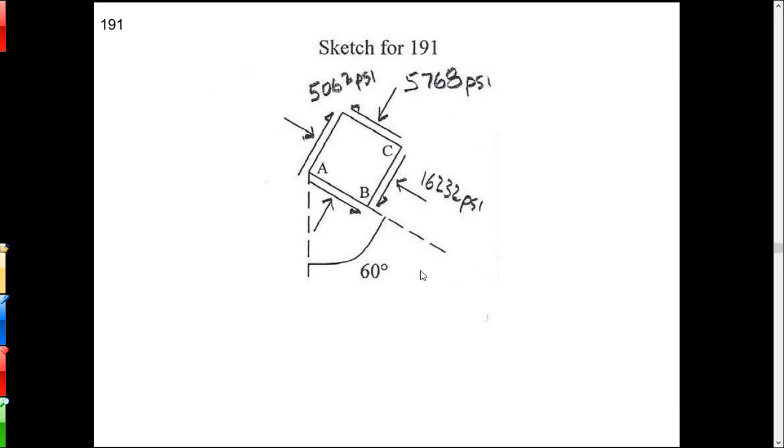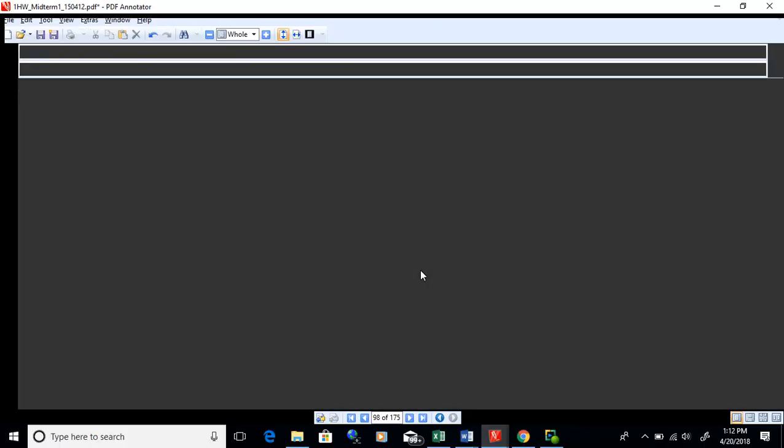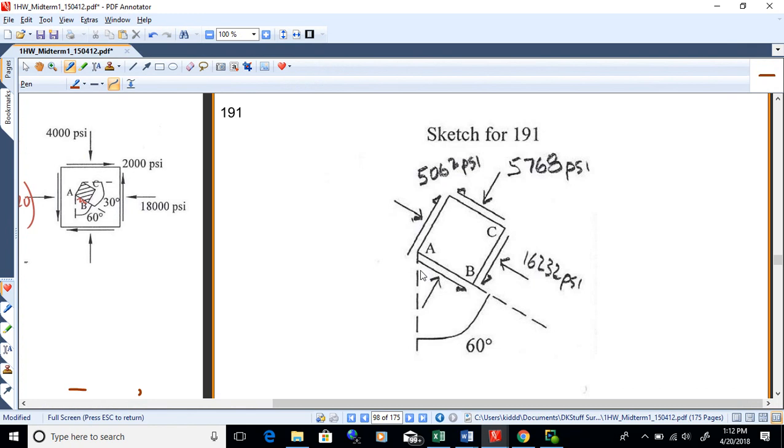All right, so that's kind of step one of this biaxial stuff. You say, okay, what's the stress at such and such an angle, and you run the equations and you figure it out. Now the next thing to do with the biaxial stuff is to say, okay, what's the biggest stress in the element? So that's the next thing to do. So 191, 182, they're due on Monday, all right?